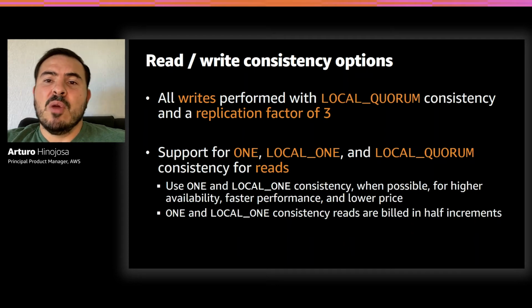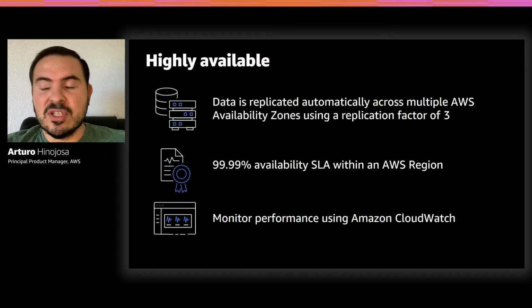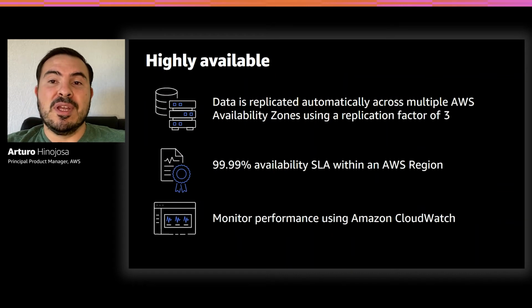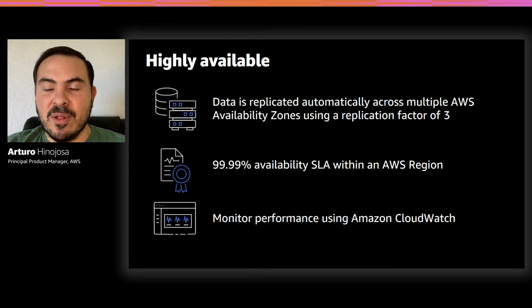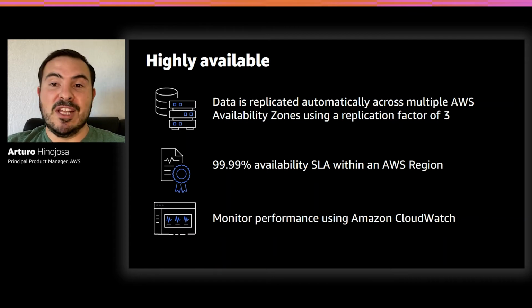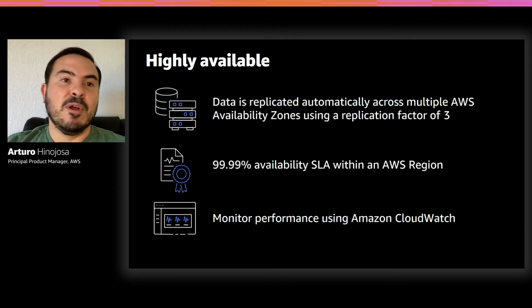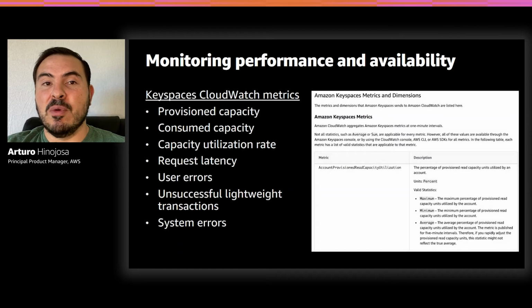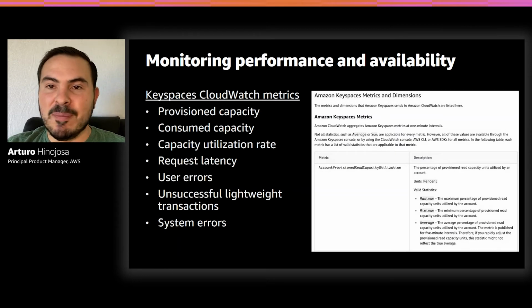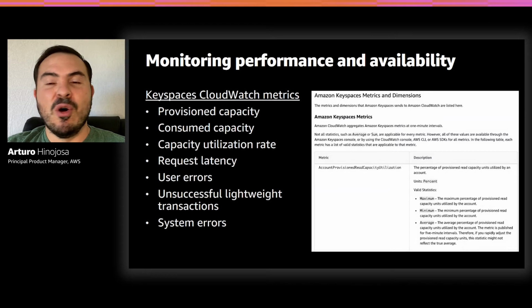As I mentioned earlier, we also offer some really nice high availability features. Data is replicated 3 times across multiple AZs automatically. There's a 4 nines availability SLA, so that lets you know the service is going to be available. And you can monitor your application performance and availability using Amazon CloudWatch. And the cool thing here is, as opposed to a lot of metrics about cluster health, you're getting a lot of metrics about performance and availability, stuff that you as developers and application owners really care about, right? You can build dashboards in the CloudWatch console for provision capacity, consumed capacity, utilization rates, error rates, all that really important stuff that you need as the application developer.